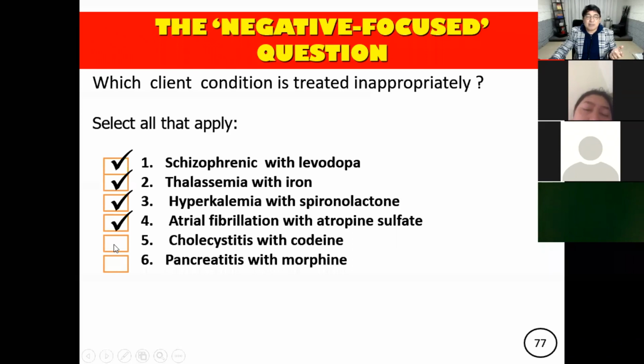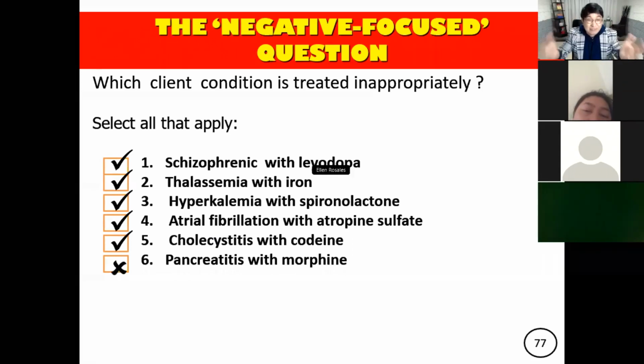Yes. So is that inappropriate? Yes, it's inappropriate. Now, will morphine worsen the pain in pancreatitis? Recent evidence suggests no. There's no direct link. Therefore, is that inappropriate? It's not inappropriate, so we put an X.